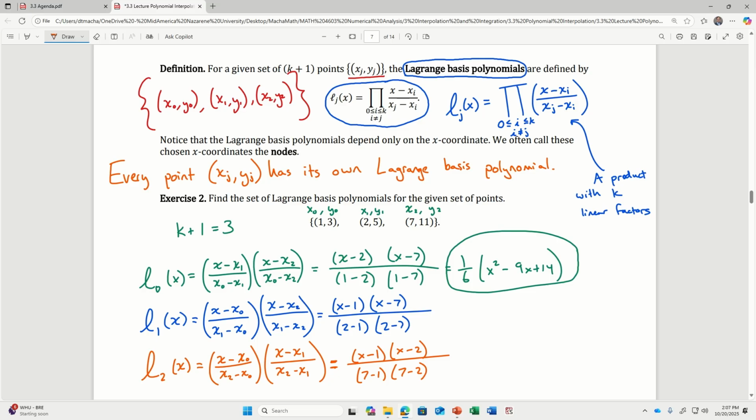Okay, questions yet? If I had an example that had 4 given points, then I would need 4 Lagrange basis polynomials. And each one of those 4 Lagrange basis polynomials would end up with 3 factors. Does that make sense? Okay, cool.